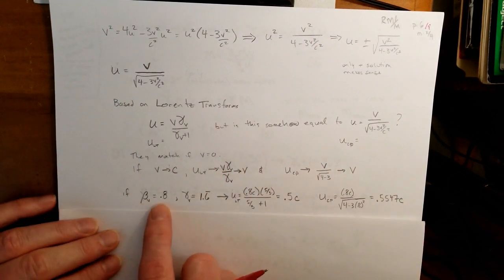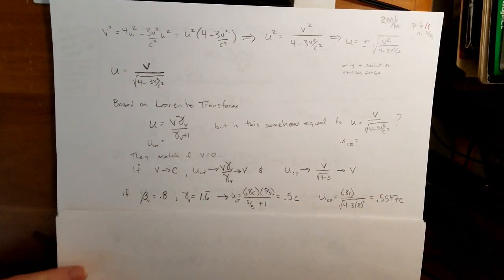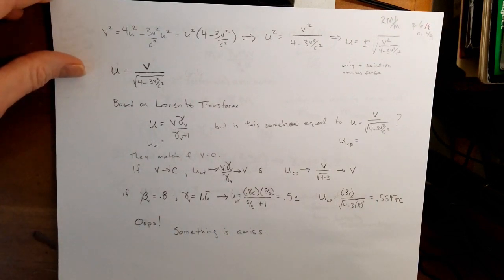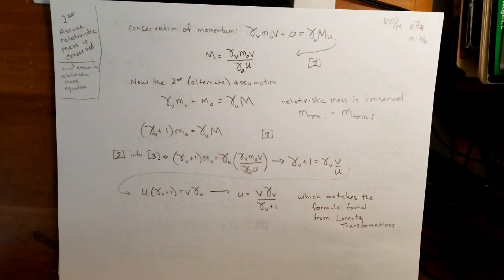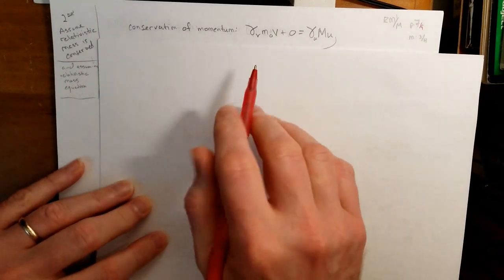If beta is equal to 0.8, they don't match. And so something is wrong there. We made an invalid assumption, and the invalid assumption is that the big M is M sub 0 times 2. So let's take a second assumption. Assume the relativistic mass is conserved.